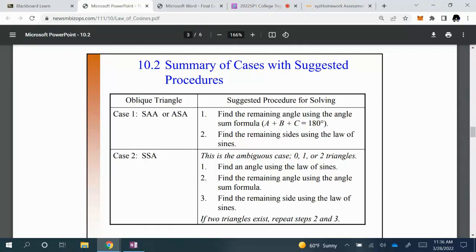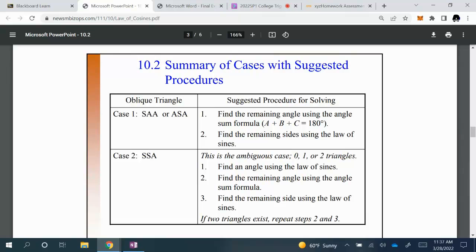Case 2 is where you have to be careful. If you're given a side side angle set of measurements, this is called the ambiguous case. It's called an ambiguous case because you can have more than one solution. You can have a no triangle solution, a 1 triangle solution, or a 2 triangle solution. Now, as far as XYZ is concerned, they don't really go out to the 2 triangle solutions, but I will go through all the cases in all of their glory.